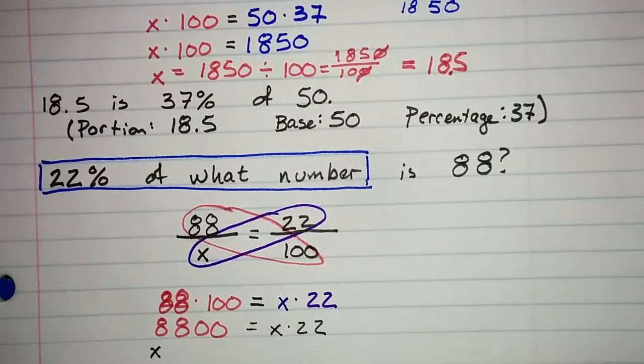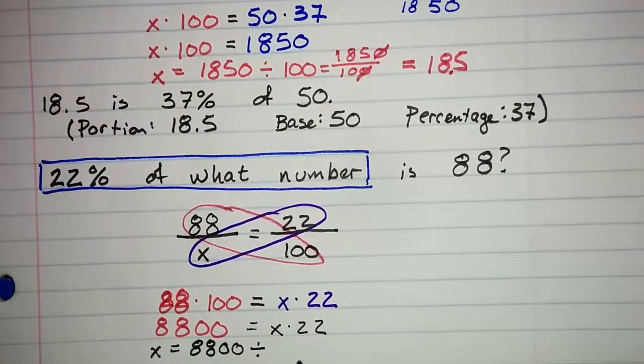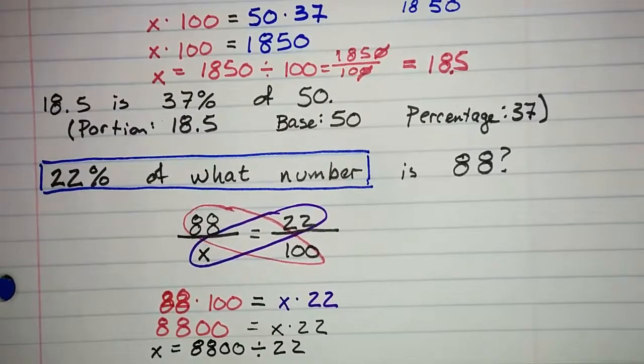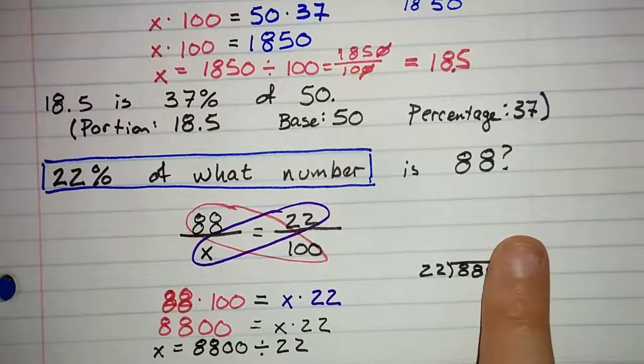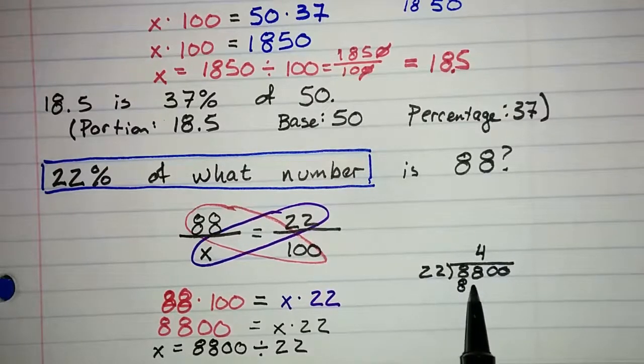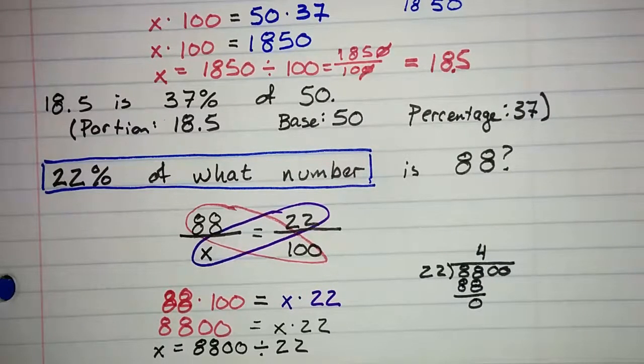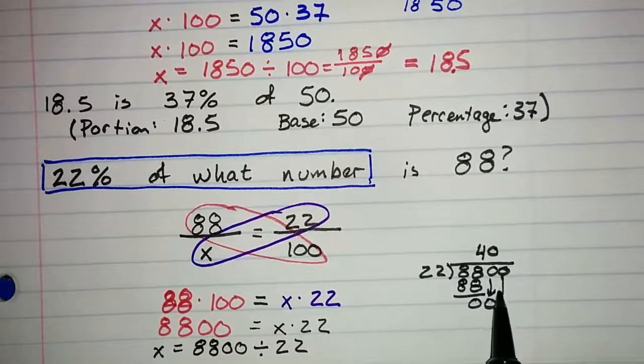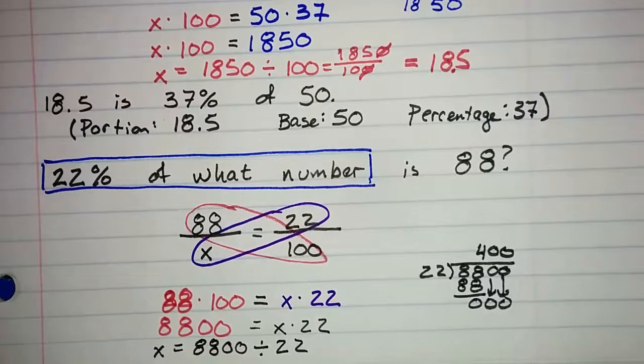What is x then? x is going to be 8,800 divided by 22. Let's do that division quick. 22 goes into 8, not at all, into 88 4 times. Exactly. Still nothing. Still nothing. Right? 22 goes into 88 400 times.